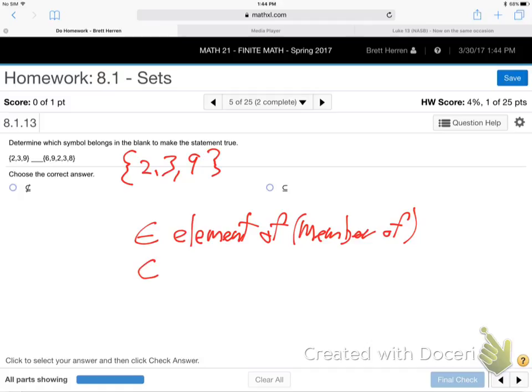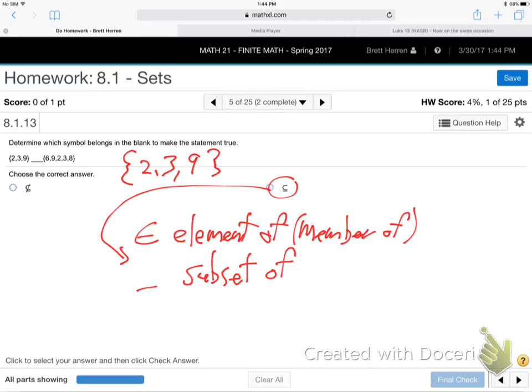But this symbol, now they're changing it. This symbol, well, technically it's not this one yet. This symbol means subset of. So it's like a C. Maybe I can help you remember it this way. It's really a sideways U, but you can kind of think of it as a C.